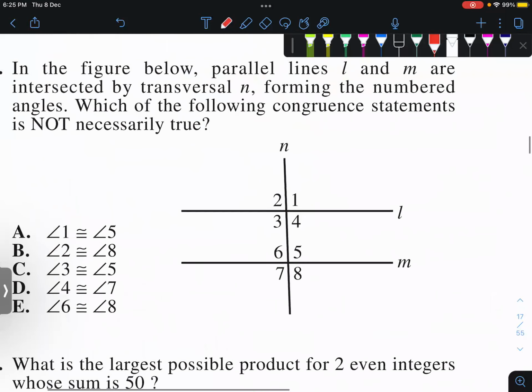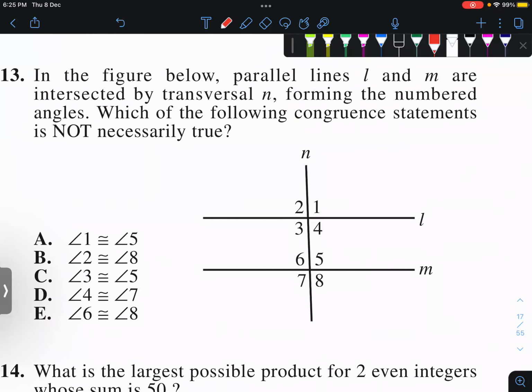Number 13. In the figure below, parallel lines L and M are intersected by transversal N, forming the numbered angles. Which of the following congruence statements is not necessarily true? Angle 1 is congruent to 5. Yes. Angle 2 is congruent to 8. Yes. Alternate exterior angles. Angle 3 congruent to angle 5. Yes. Alternate interior angles. Angle 4 is congruent to angle 7. No. That's why here the answer is D. 6 and 8. Yes. Vertical angles. Okay, so the answer of question 13 is D. Sure. This one is easy, right? And it's true or sure with you.